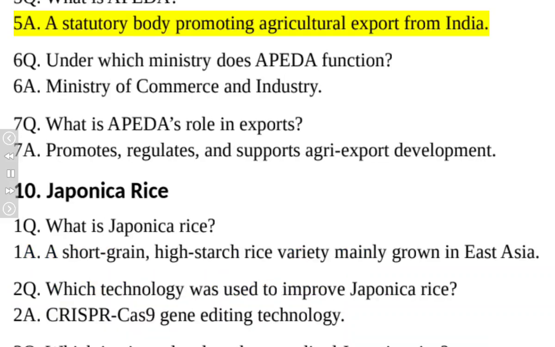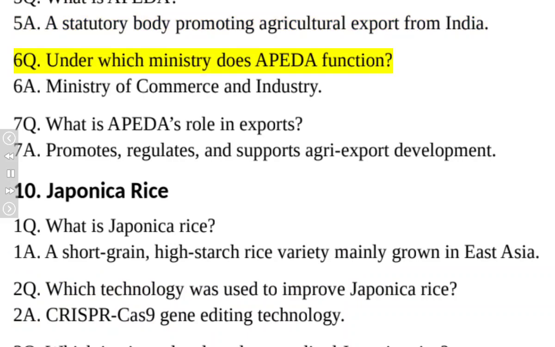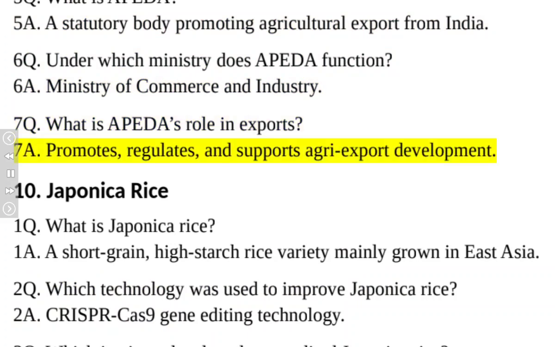5Q. What is APEDA? 5A. A statutory body promoting agricultural export from India. 6Q. Under which ministry does APEDA function? 6A. Ministry of Commerce and Industry. 7Q. What is APEDA's role in exports? 7A. Promotes, regulates, and supports agri-export development.